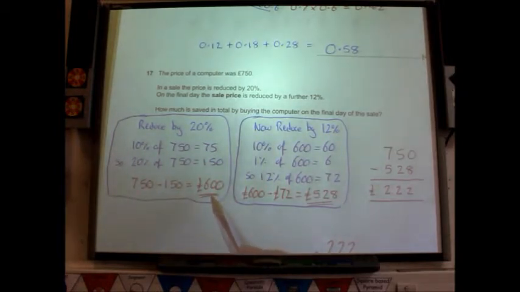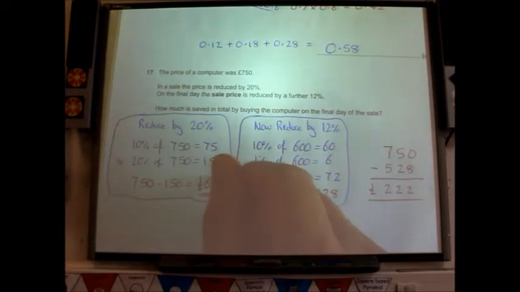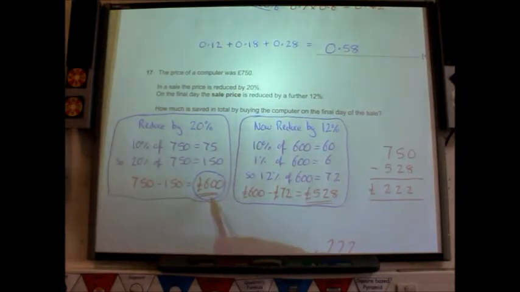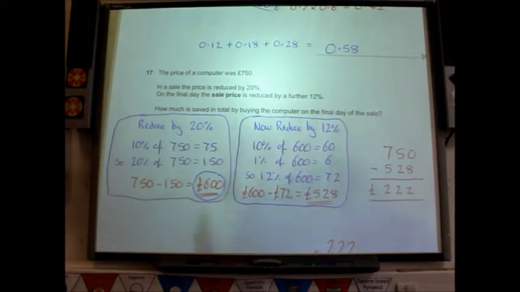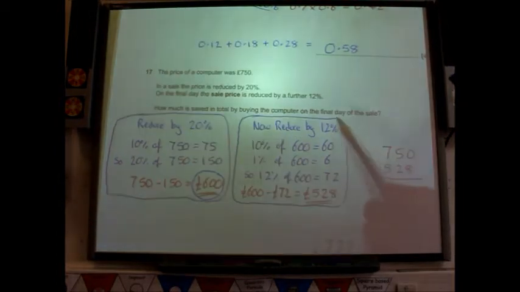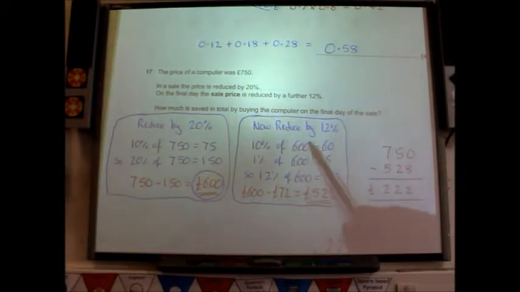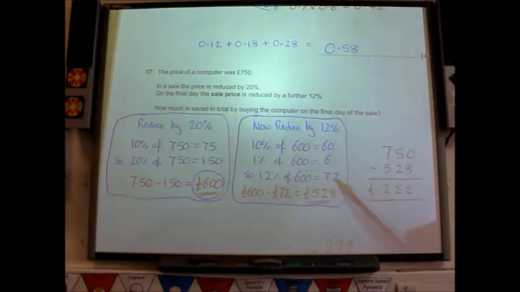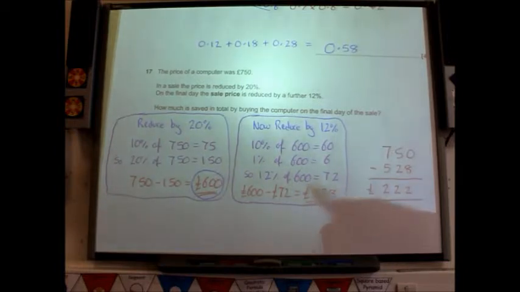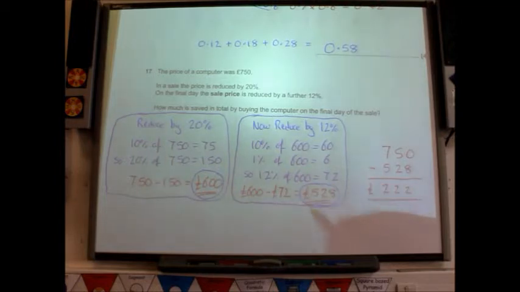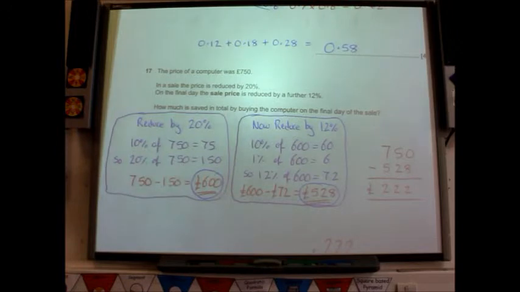On the final day, the sale price, and this is the sale price here, £600, is reduced by a further 12%. So we have to reduce £600 by 12%, and you see I've done that here. 10% is 60, 1% is 6, so 12% would be 72. So you subtract that away from it. So this is the final price of the computer. Now the question asks for how much is saved in total by buying the computer on the final day of the sale.